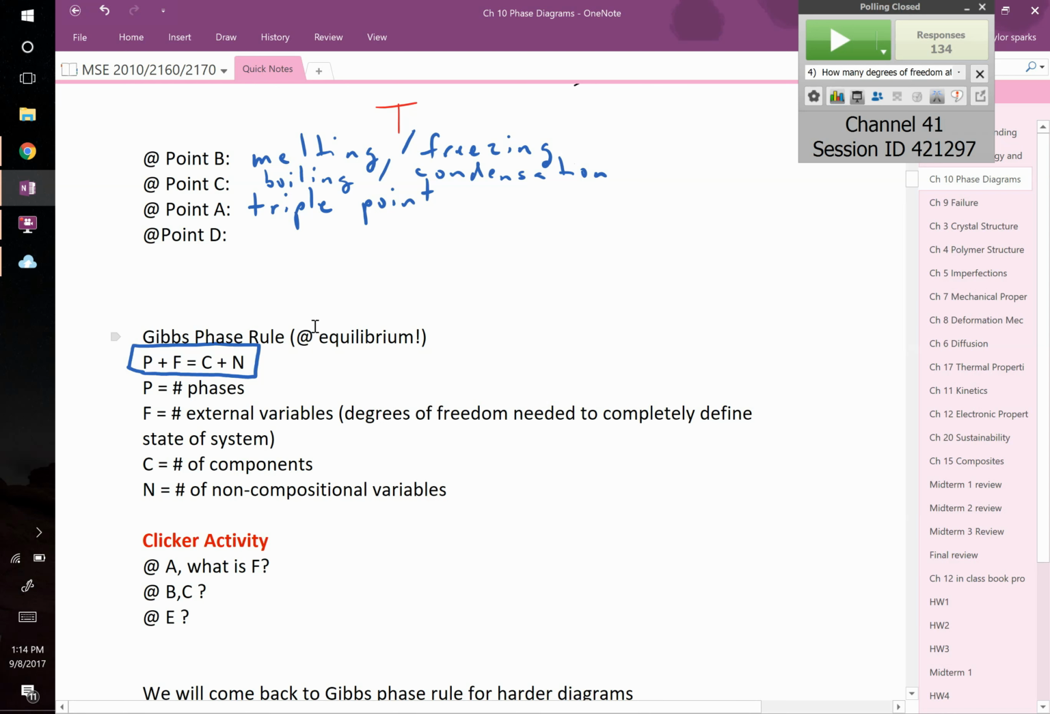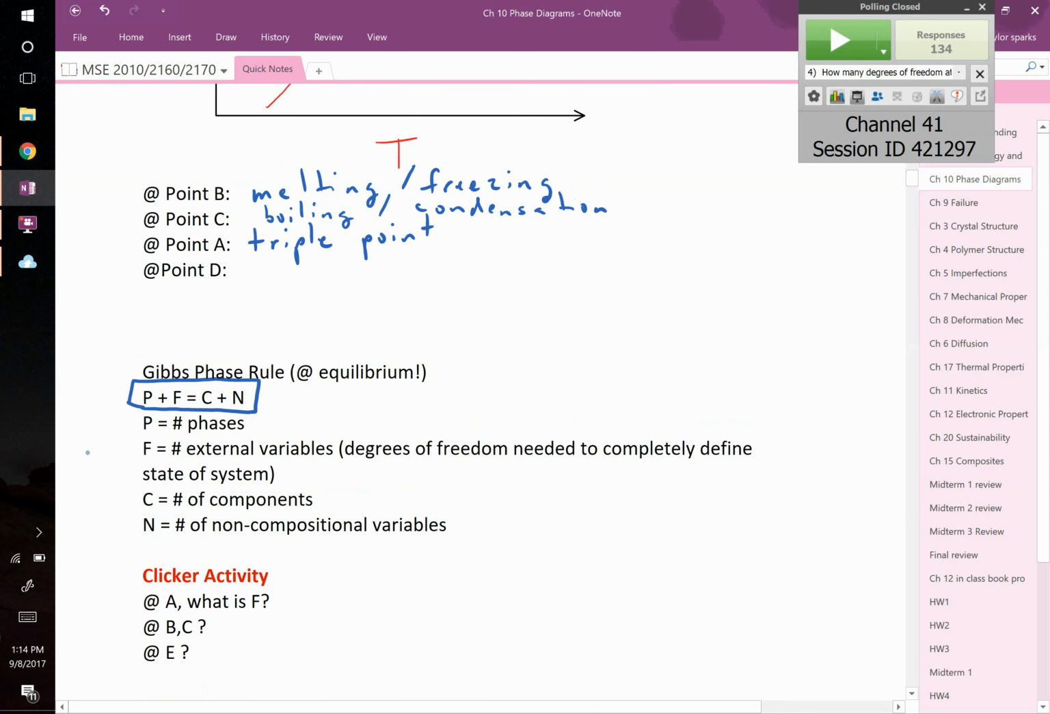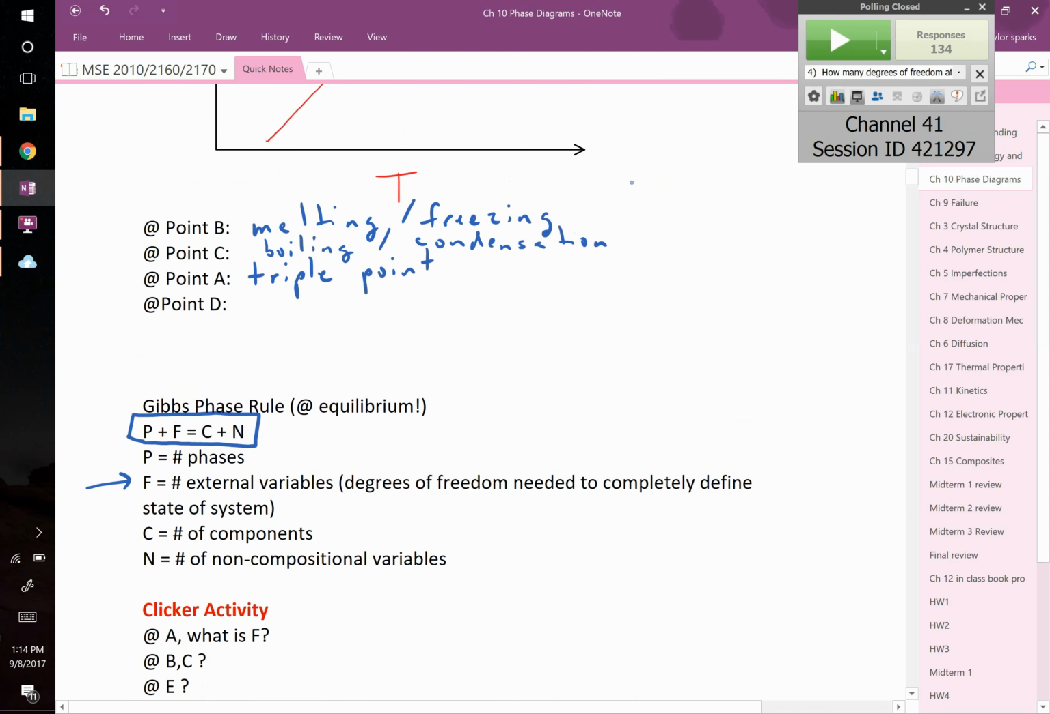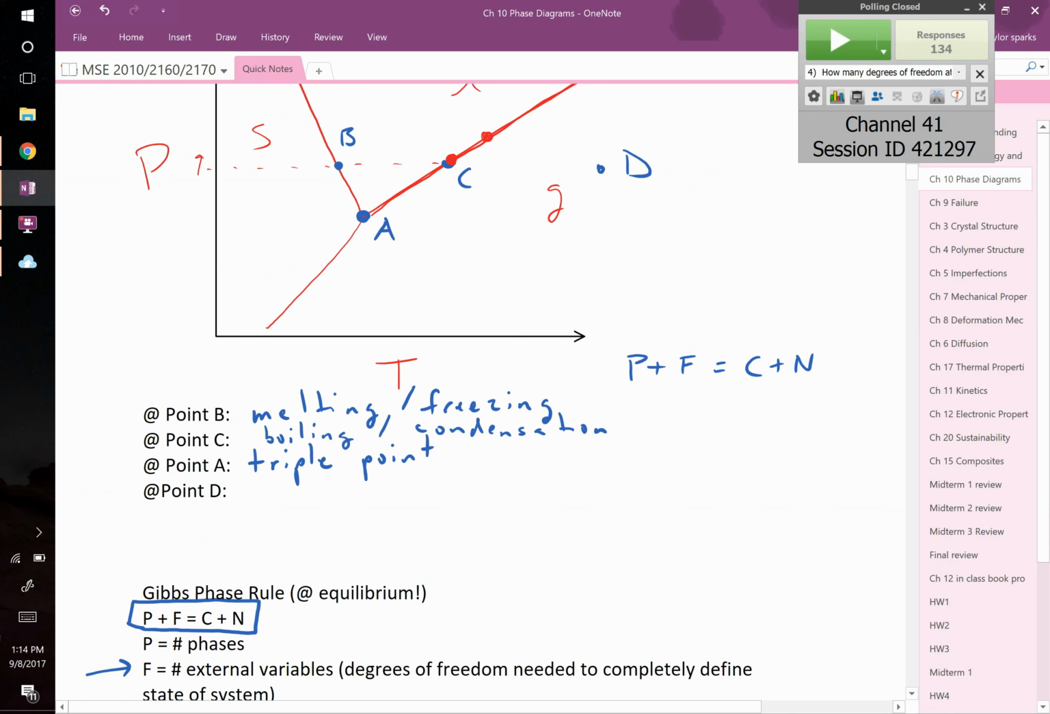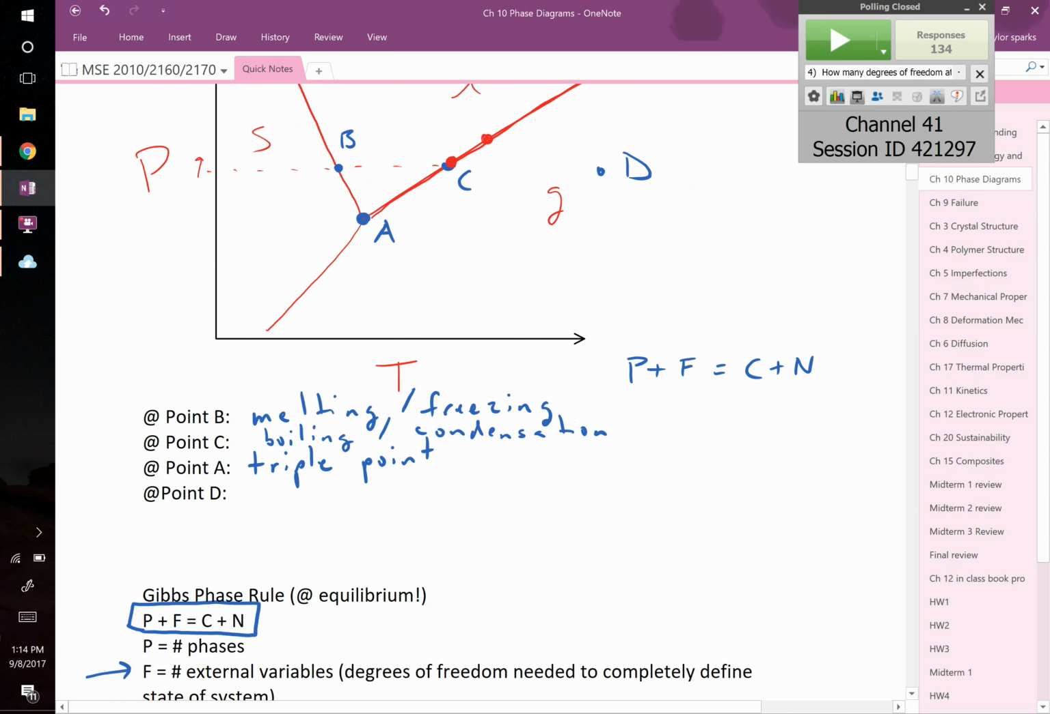Let's do it at point A. At point A, if we were going to apply Gibbs phase rule to try and calculate the degrees of freedom, right? We're going to do P plus F equals C plus N. How many phases are present at point A, our triple point? We've got 3 phases present, right? We don't know what F is. We're going to solve for it.